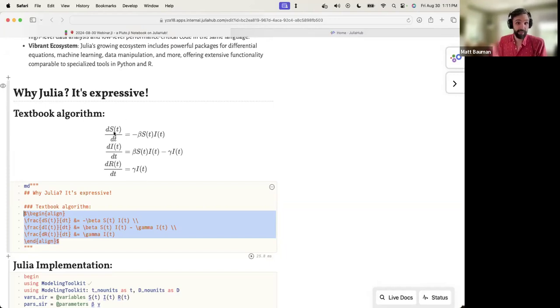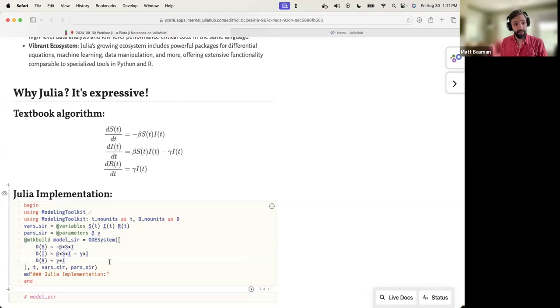And so this is a standard SIR textbook model, but that's all it is, right? It's just the maths equations. It's not telling Julia how to do it. It's not saying how to model it. So how do you do that? The implementation of it looks very similar to the actual model itself.